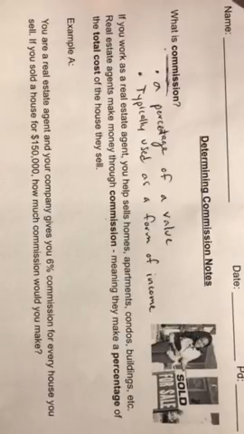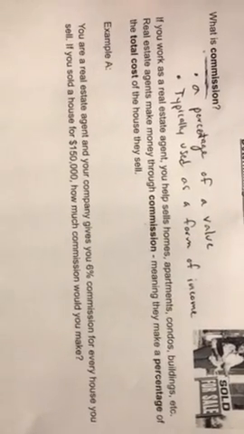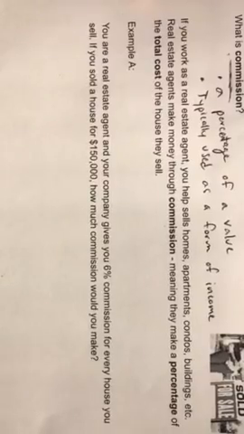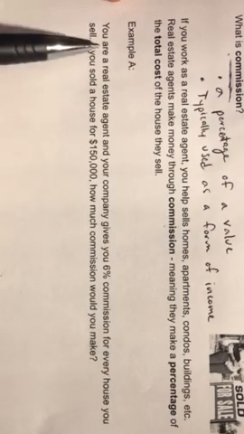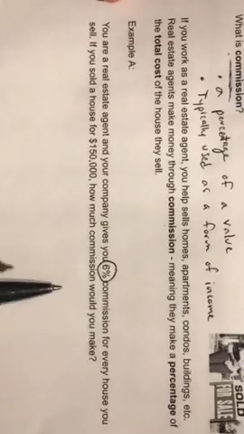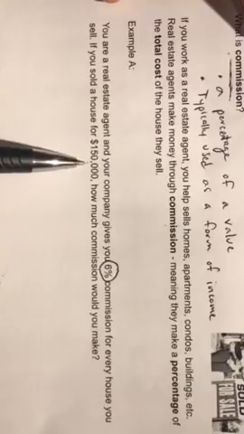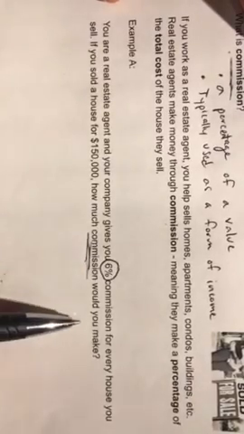I'm going to give you two examples that deal with commission and either finding commission or finding the total value of the house based off the commission they give you. And really, it's just determining where we put the money, so where we set up our equivalent ratio. Example A says you're a real estate agent and your company gives you 6% commission for every house you sell. If you sold a house for $150,000, how much commission would you make?